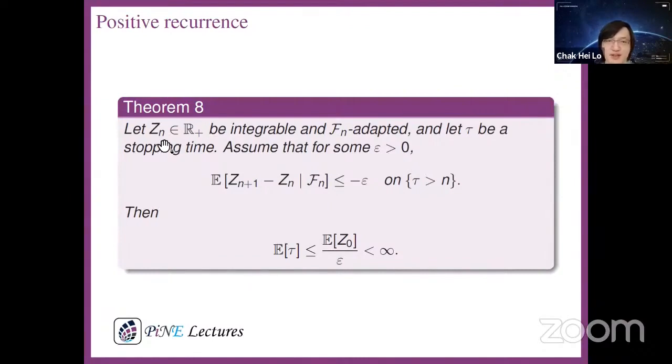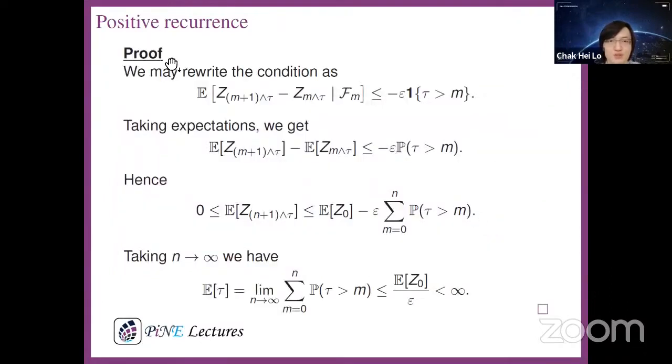This is on Z, so it's not just on Markov chains. As long as it's an integrable and adapted process, this fact holds. Again, it is a very useful fact, because if we have this condition satisfied, then immediately we see that the expectation of any stopping time is finite. So let's try to do the proof.